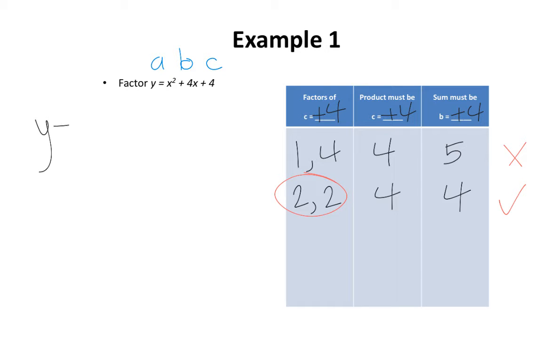Therefore, when you are writing your parabola now in factored form, you just write these factors with an x in brackets. So x plus 2 multiplied by x plus 2. And that is a parabola in factored form.